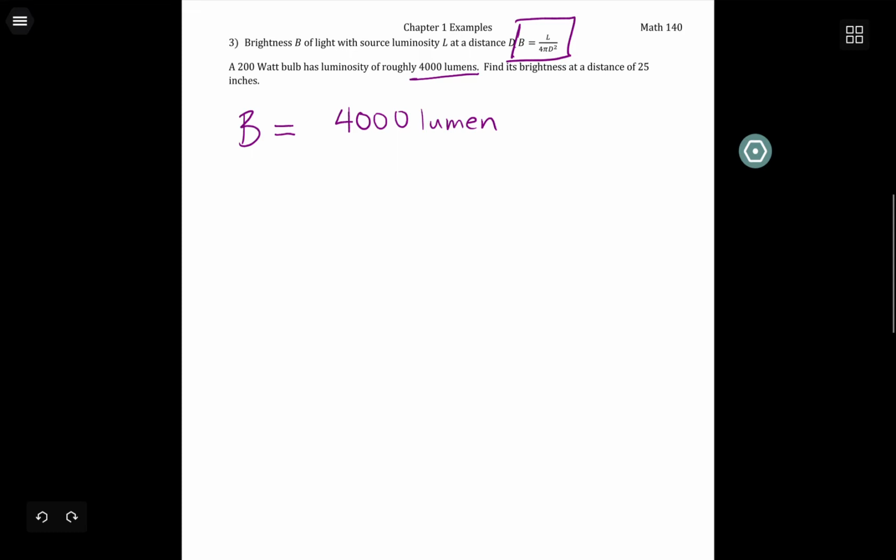I feel like that shouldn't be plural, so it won't be. See, not a master of all things units, but we're going to try and be really careful and practice with them. We're interested in its brightness at a distance of 25 inches. So our D is going to be 25 inches, and that whole thing needs to get squared. And really all this becomes is a simplify problem. So I'm going to go ahead and try and reduce the fraction a little.